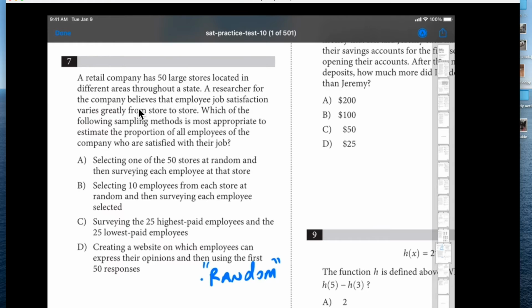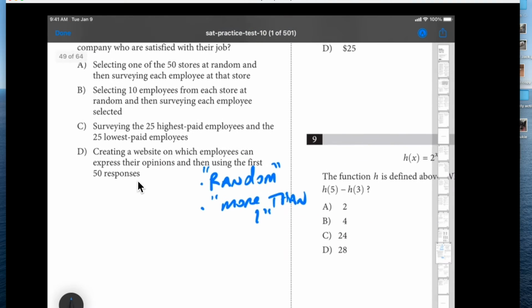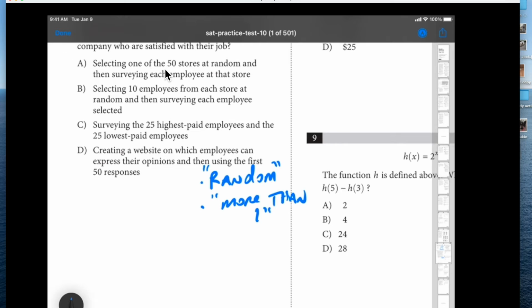Okay. The researcher believes that employee satisfaction varies greatly from store to store. That tells me right there that we can't just rely on one store or a handful of stores, because there's a lot of variation between the stores. So let's take a look at them. We're looking for random, and we're looking for more than one store, or as many stores as possible. Okay. Selecting one of the 50 stores, immediately it's no good.